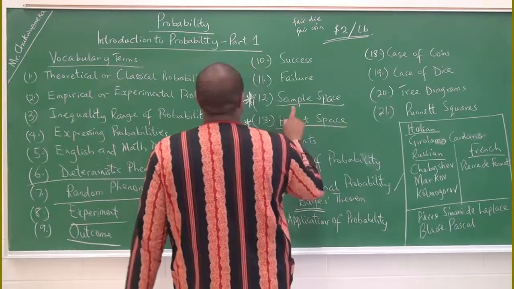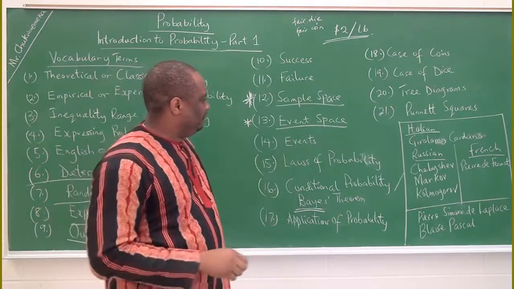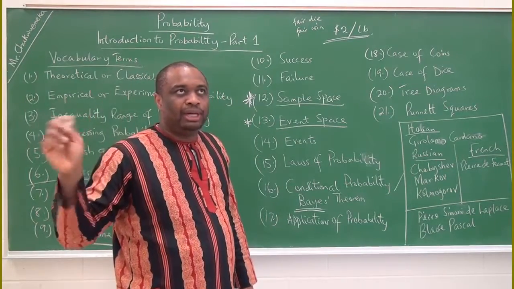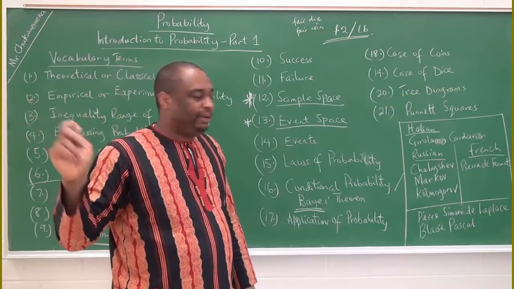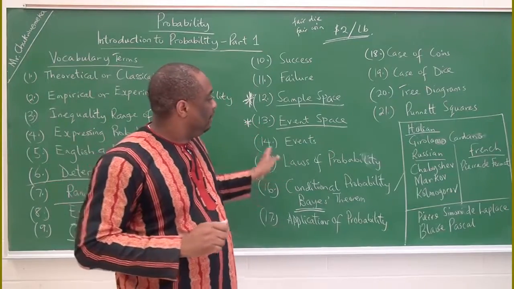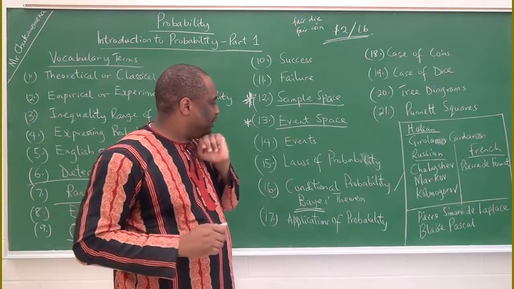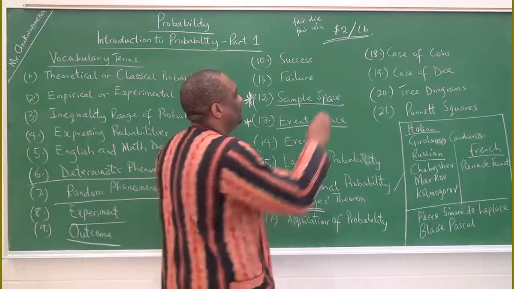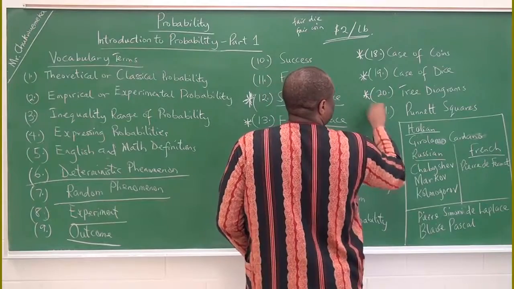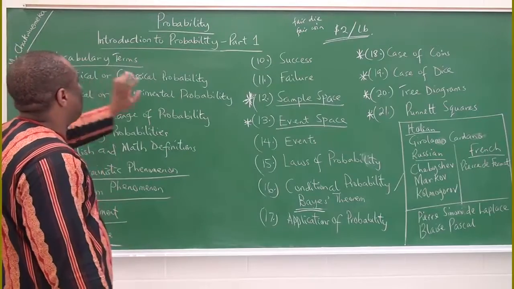So we are going to pay a lot of attention to events. We are going to look at events in another video: dependent events, independent events, mutually exclusive events, and complementary events. The laws of probability, the addition law and multiplication law, conditional probability, and also applications, we will look at in other videos. In this video, we shall look at coins, dice, tree diagrams, and Punnett squares. Now, back to theoretical or classical probability.